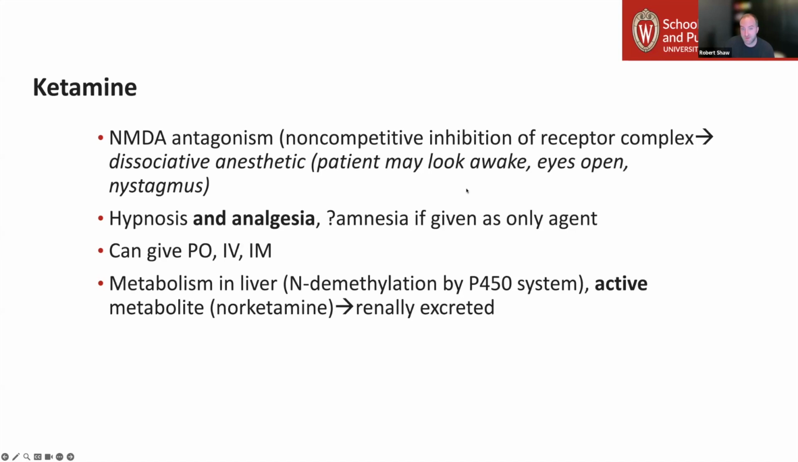And I always tell the residents and the med students that I'm working with that this is very typical of what you're going to see. Depending on the dose, you will very likely see nystagmus, so their eyes will roll back and forth, side to side. That is very common with this form of induction. So it provides hypnosis. Even though the patient looks like they're awake, they are hypnotized.